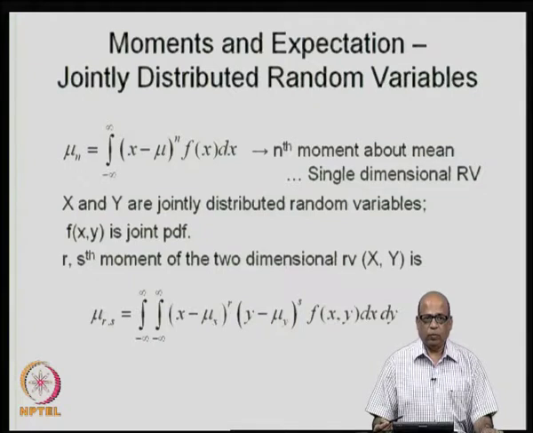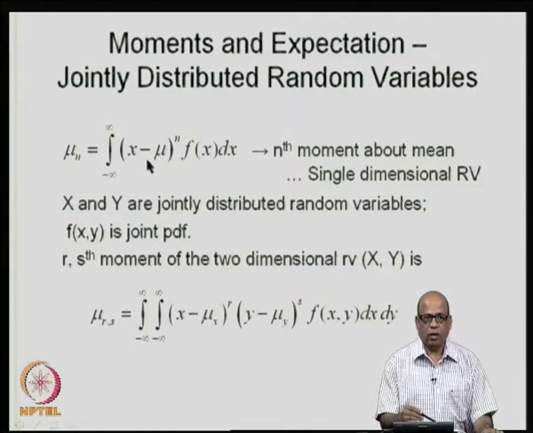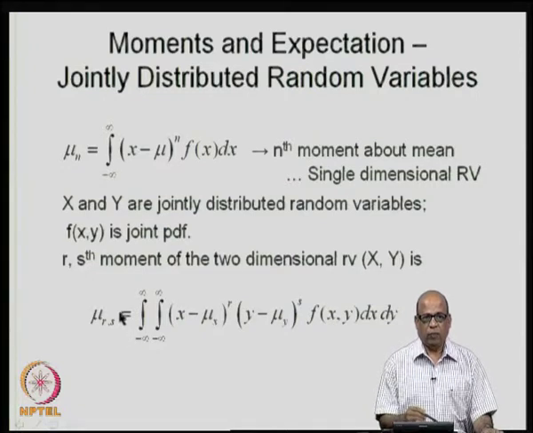Now, when you have two random variables x and y, which are jointly distributed random variables, with f of x y as the joint PDF, we define, analogous to the single dimension random variable, the rsth moment of this two dimensional random variable as the double integral from minus infinity to plus infinity of x minus mu x to the power r, y minus mu y to the power s, f of x y dx dy. So, this is the definition of the rsth moment of a two dimensional random variable, analogous to the nth moment of the single dimensional random variable.